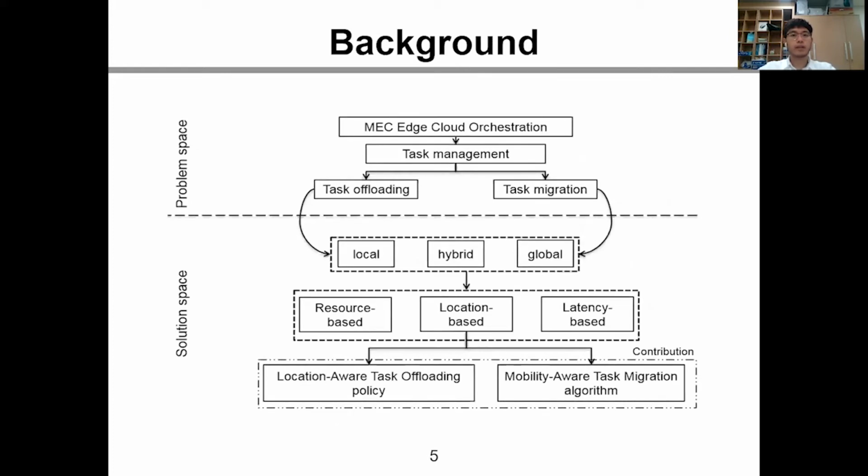Next, I will explain the background of my research based on defining the problem and solution space. We already saw in the introduction about MEC, EC, and what task management is. So we should understand the problem space. Again, because of the distributed manner of ECs in the MEC network, we need some orchestration. In the orchestration problem, we have task management, and the two main approaches of task management are offloading and migration.